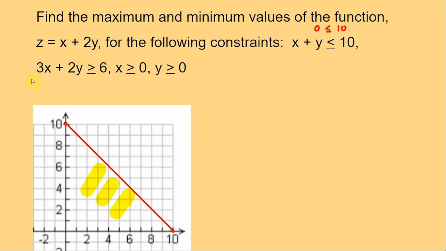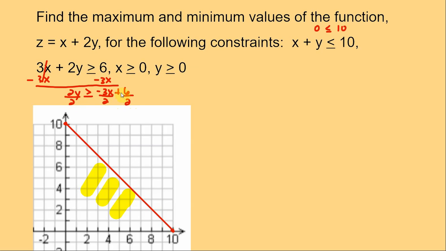So to get this in slope-intercept form, I'm going to subtract 3x from both sides of the inequality. And that gives me 2y is greater than or equal to negative 3x plus 6. And then I divide everything in the inequality by 2.